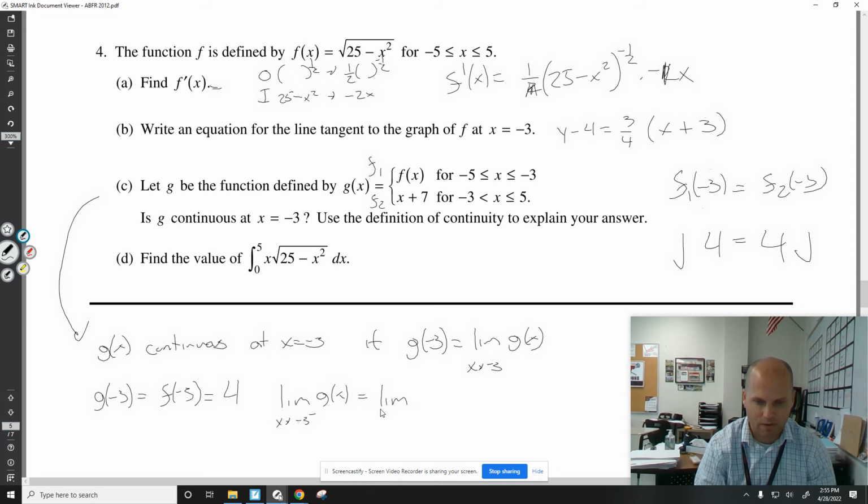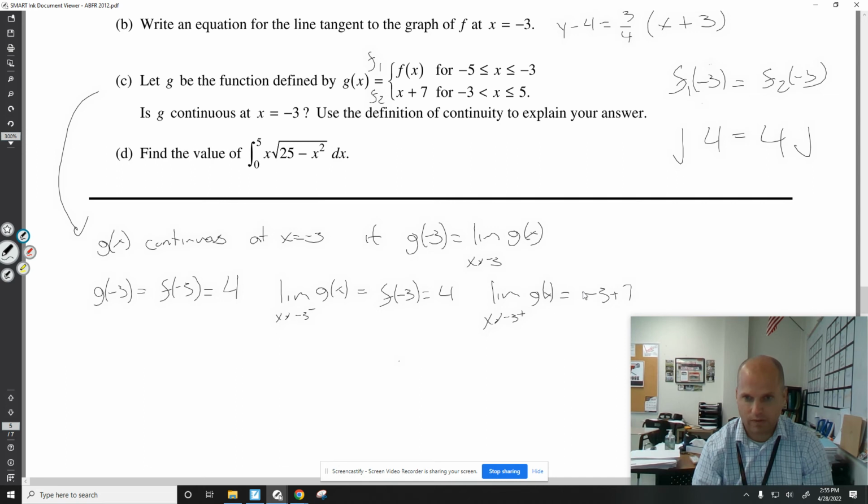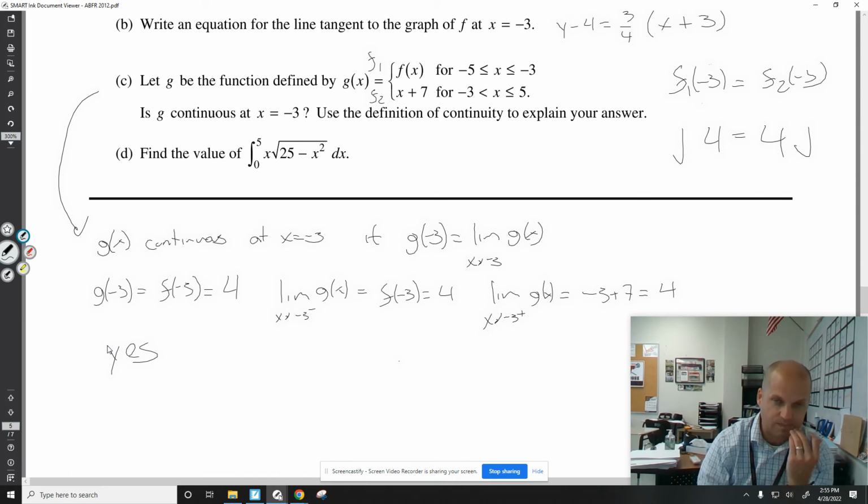They've kind of gotten away from this. I'll show you other types of questions. Literally, you just have to say the left-hand limit equals f of -3, which is 4. And then you say the right-hand limit, the limit as x approaches -3 from the right of g of x, equals, and you can literally just say -3 plus 7, which is 4. So then you say yes. If you see something about continuity, that should be discussed.